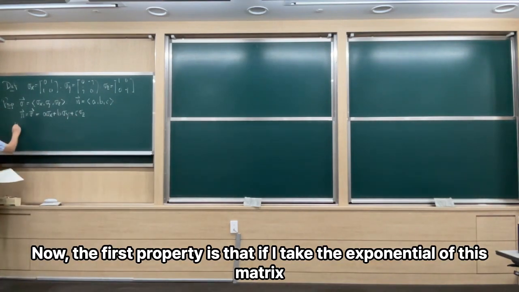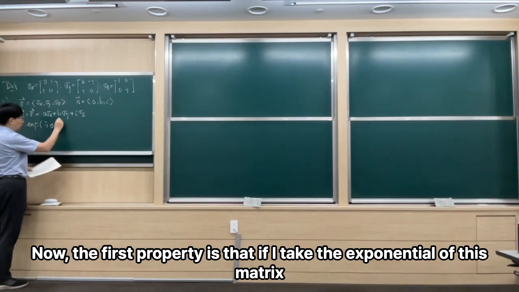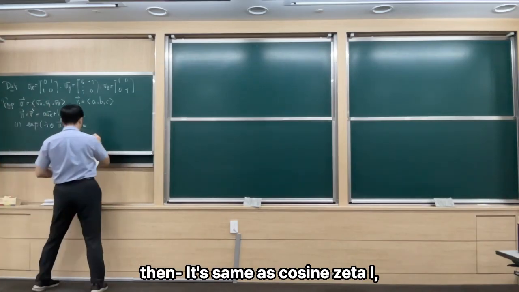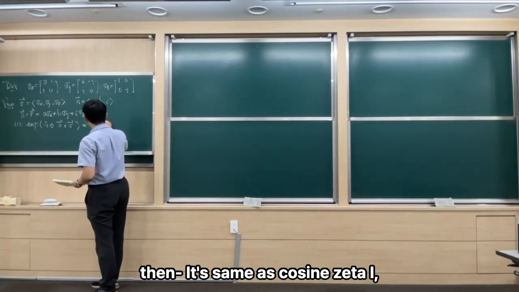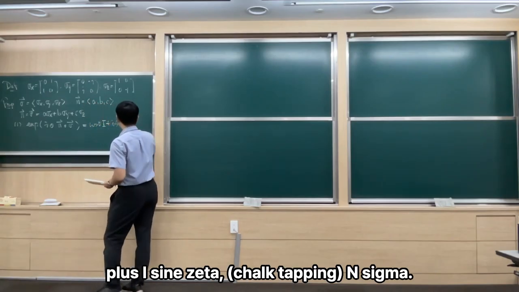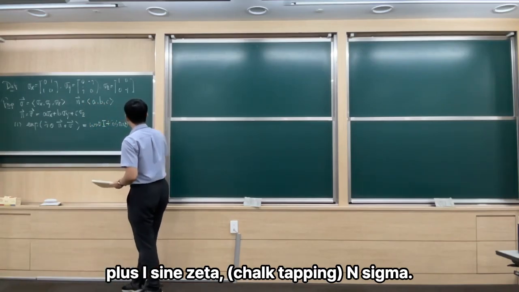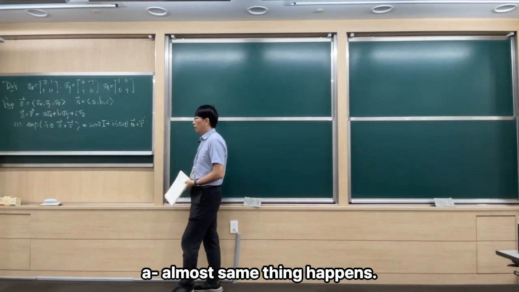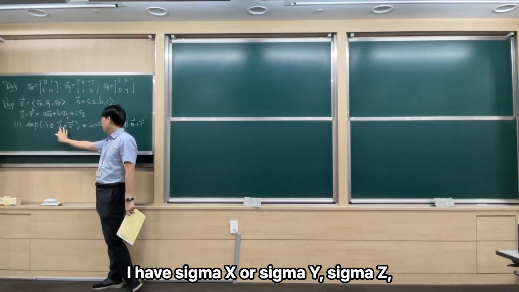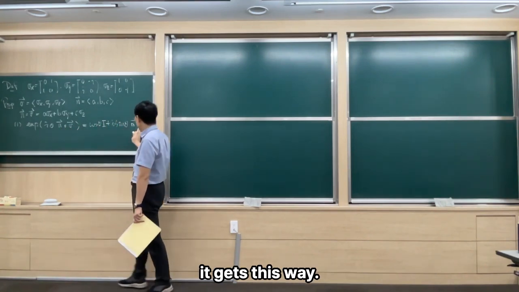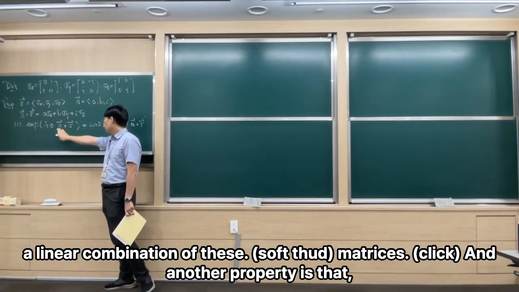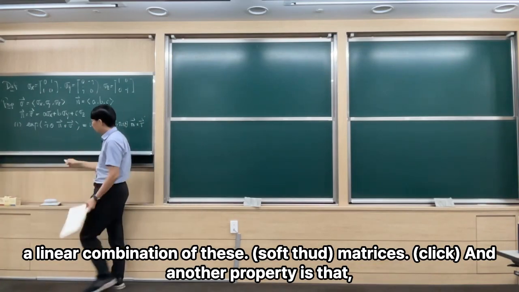Now, the first property is that if I take the exponential of this matrix with the i theta here, then it's the same as cosine theta I plus i sine theta sigma, and here n. So almost the same thing happens. We showed that when I have sigma x or sigma y, sigma z, it works this way. But I'm saying that you can also replace that with n, a linear combination of these Pauli matrices.